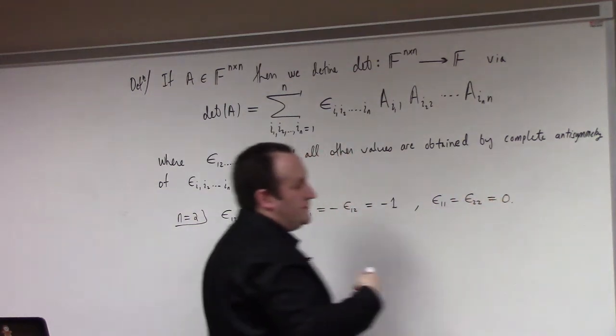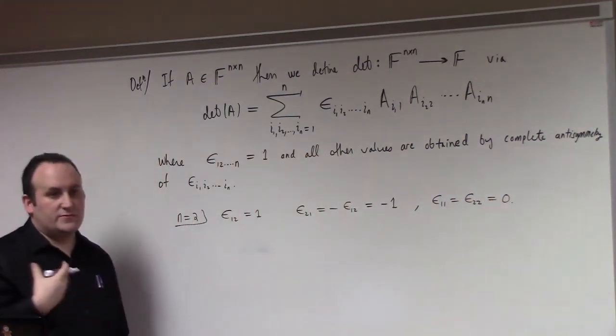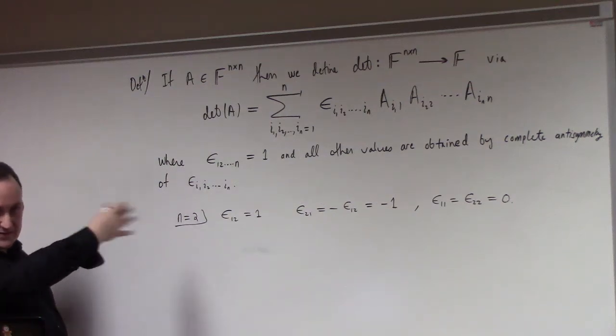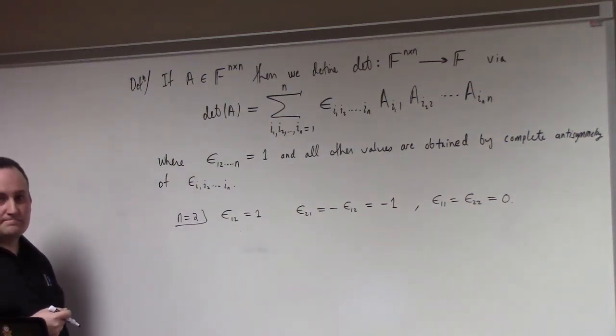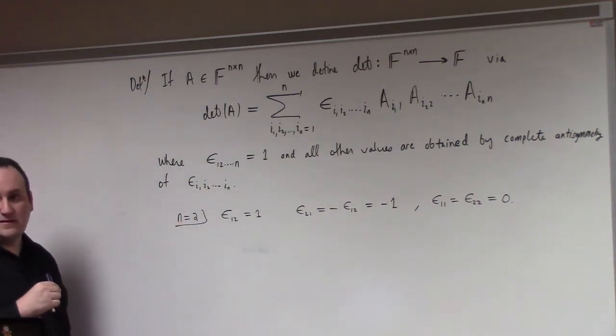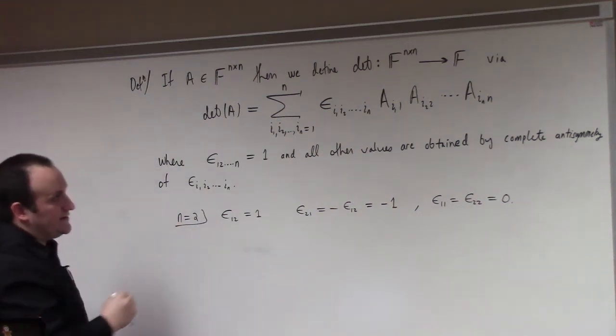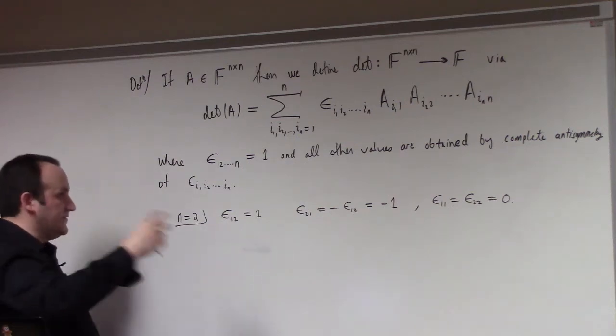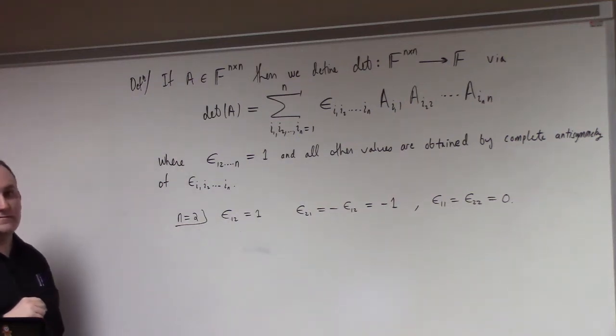And generally speaking, this epsilon symbol is only non-zero if it has distinct indices. It forces a selection of n distinct indices. It forces every term in the determinant to involve all different choices for i1 through in, taken from 1 to n.